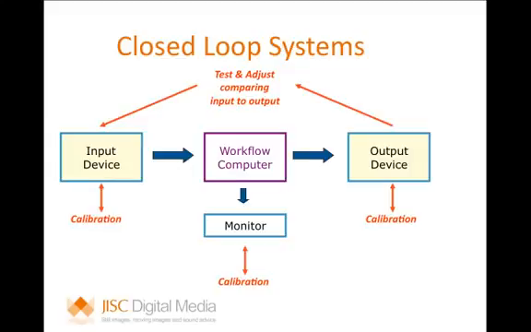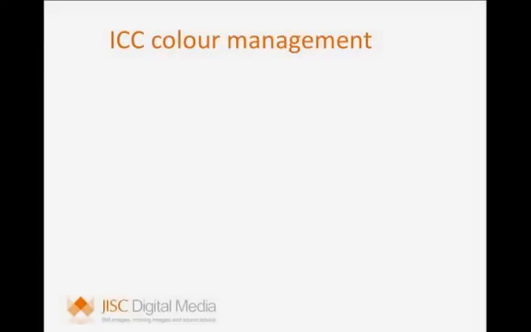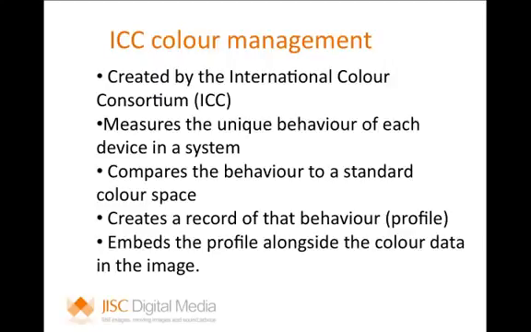Today, images are widely circulated and come from a huge range of sources with unknown final uses. A closed-loop system would not be practical for most modern digital imaging environments, so we have to find another way to control colour. A group of interested organisations joined forces to create the International Colour Consortium, or ICC. They recognised that the community needed a system that would provide consistent colour in a more open environment.